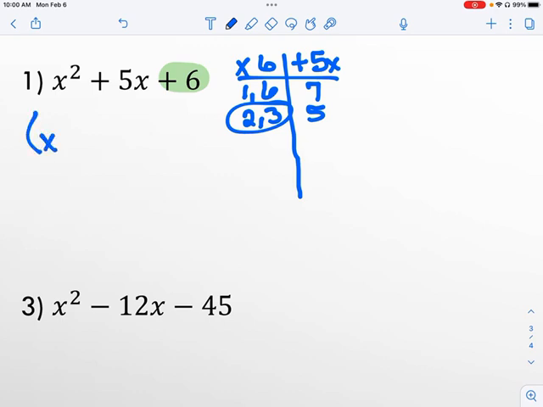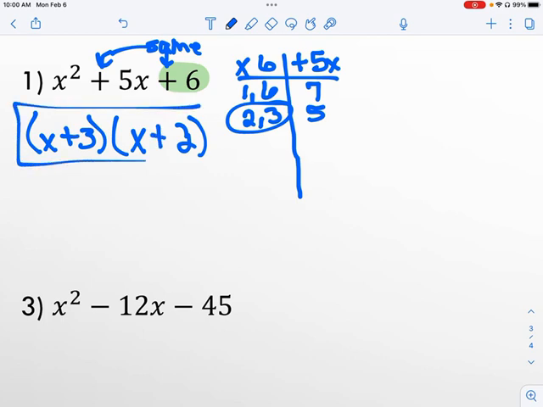So I'm going to come over here. I have x, I have a 2, I have a 3. My last sign is a positive, which means the signs are going to be the same. I look back, they're both a plus. So I would end up with x plus 3, x plus 2.